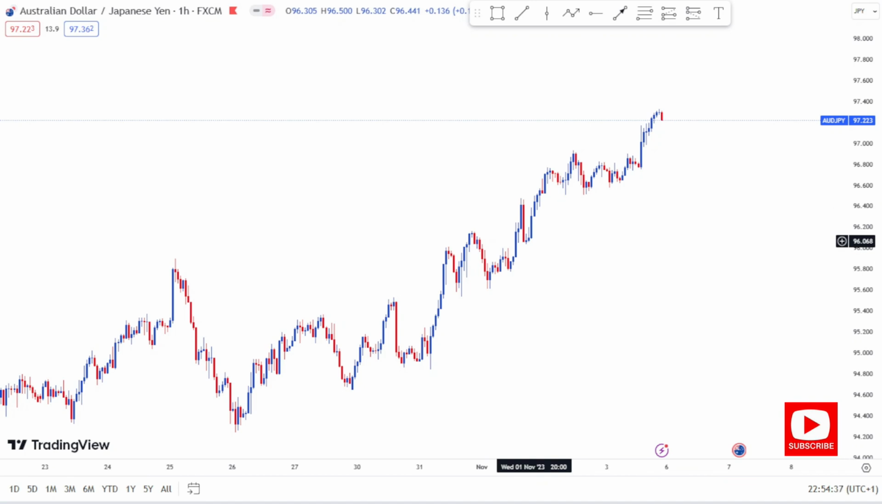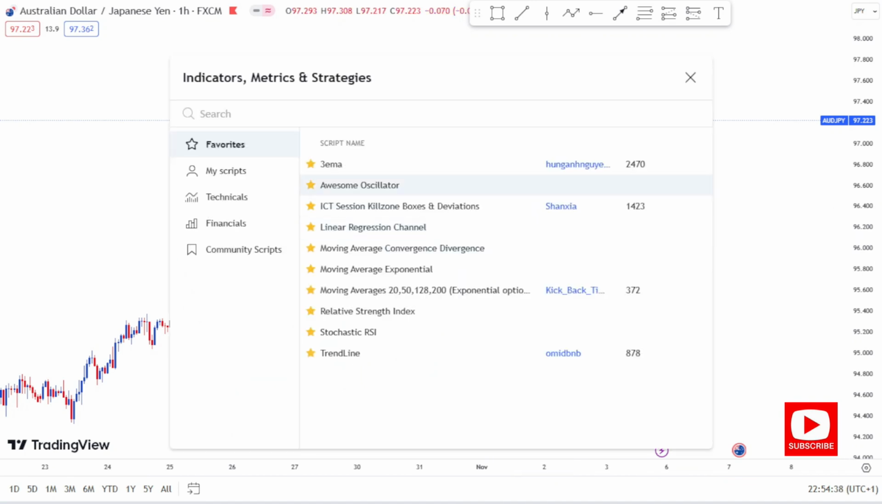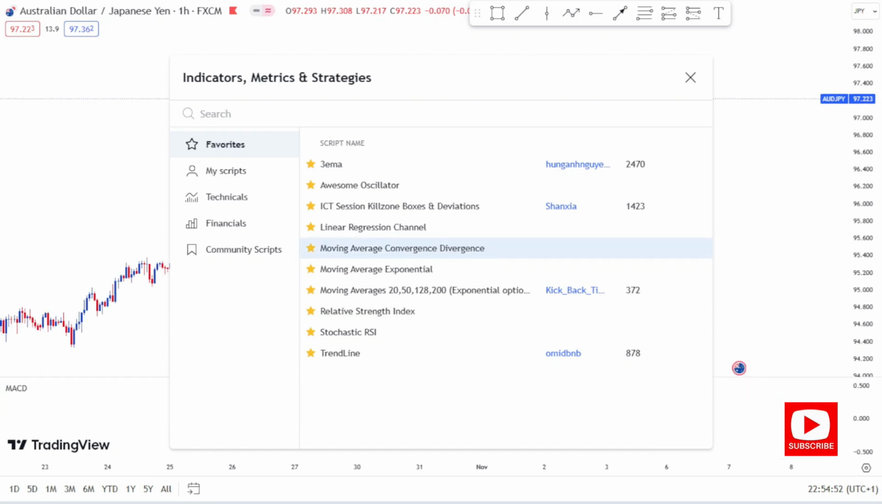The first indicator is the MACD. We go to our indicators tab and we're going to search for the MACD. I have it right here in my favorites, MACD, moving average convergence divergence, so I'll be adding it to my chart.